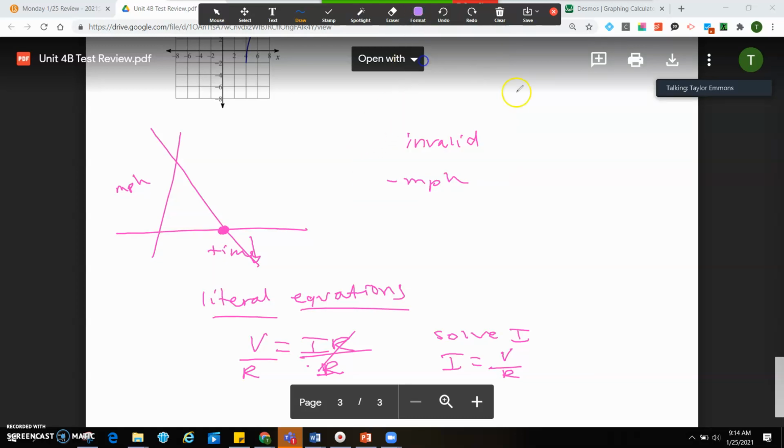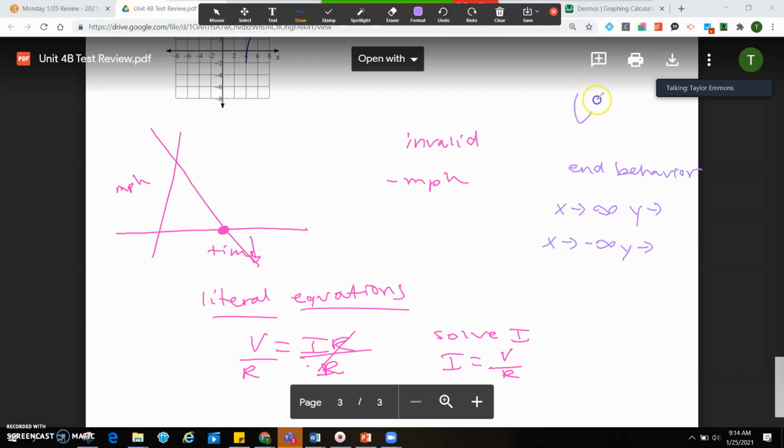We also talked about end behavior back in the day, which is as x is approaching positive infinity, y is approaching some value. As x is approaching negative infinity, y is approaching some value.